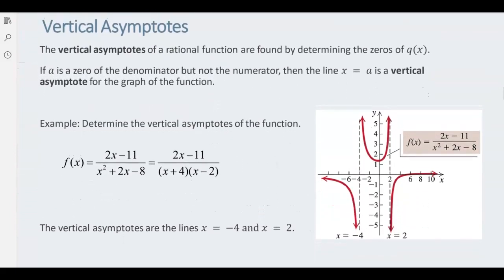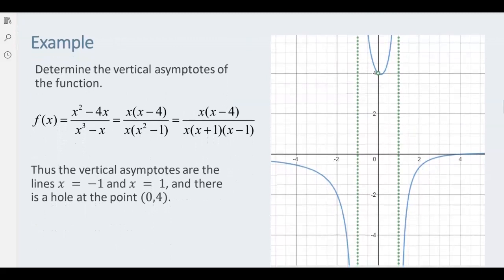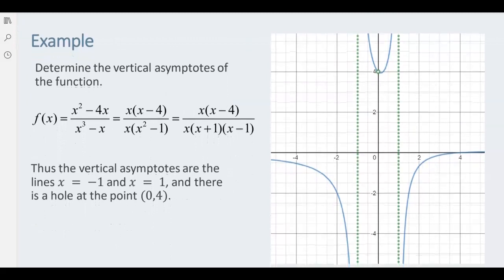So I mentioned this already. The vertical asymptotes are going to come from the zeros of the denominator. So the first thing that you'll want to do is factor the denominator of a rational function and then determine where those asymptotes are going to be. In this case, we're at x equals -4 and x equals 2. Here's another example where we factor the denominator.